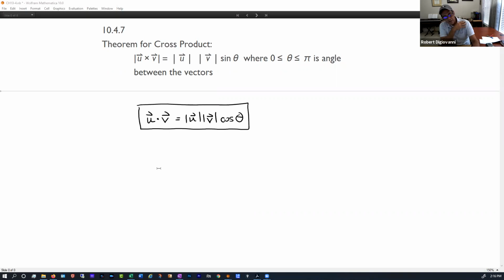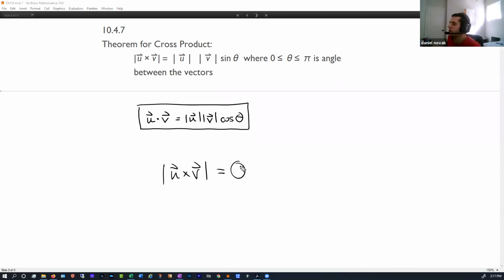What if I ask you to take the magnitude of the cross product of 2 vectors and you get an answer that's 0? What can you tell me about those 2 vectors? We know that when you take the dot product of 2 vectors, if it's 0, they're perpendicular, right? But if you take the magnitude of the cross product and get 0, then what do you think that tells you about these 2 vectors? They're orthogonal or the same. They're parallel.